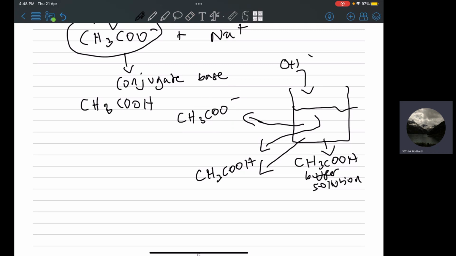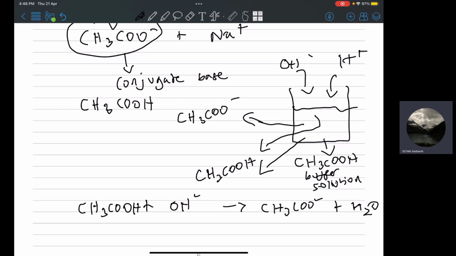So it's going to go over here, CH3COOH plus OH minus, and you're going to get CH3COO minus plus H2O. So as you can see, the base has been neutralized, right? It's been neutralized. Now imagine if I add some H plus.